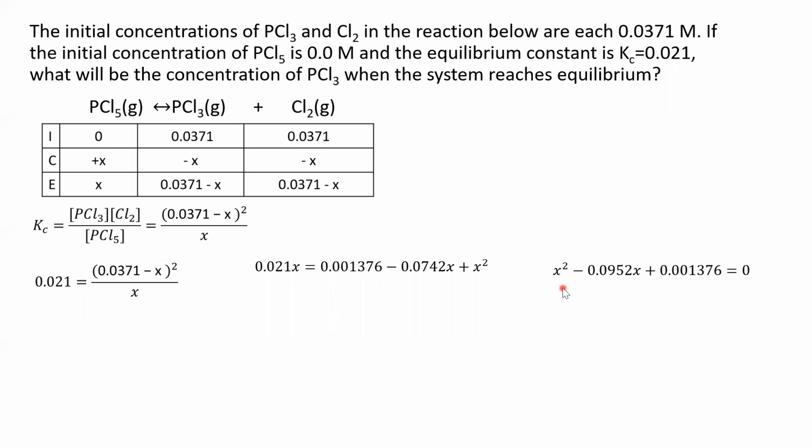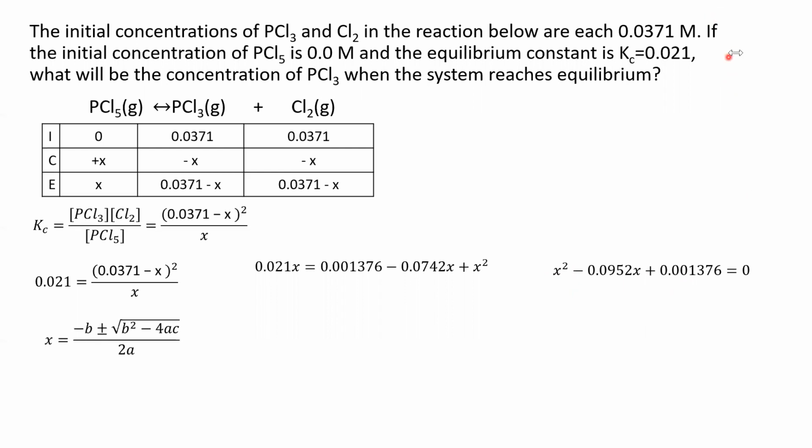Okay, now quick review of some algebra. When we're in the quadratic form, the coefficient in front of X squared, that's A. The coefficient in front of X is B. And the last number there is C. And what we would do then is plug this into our quadratic formula. So let's review what that is.